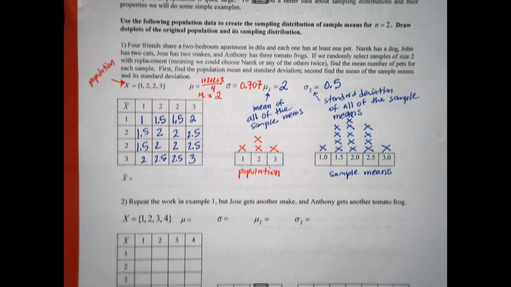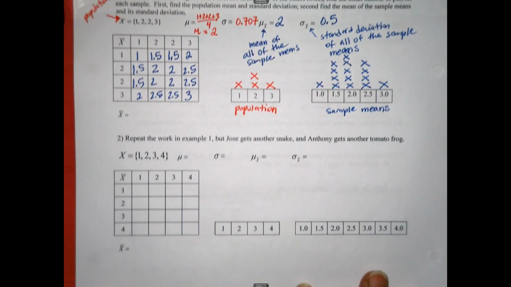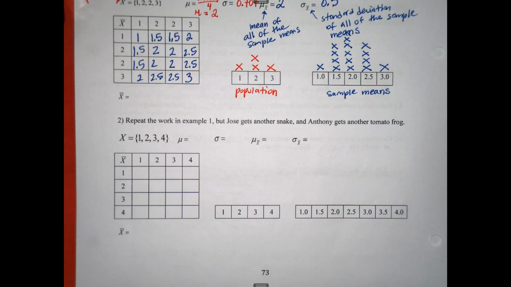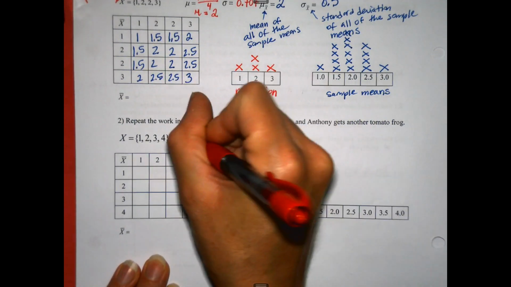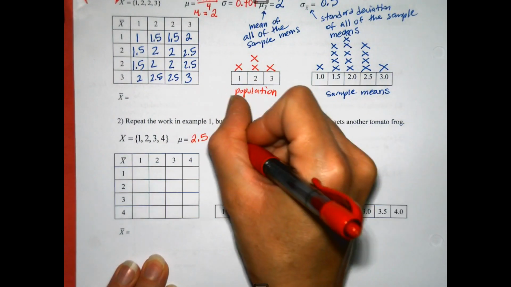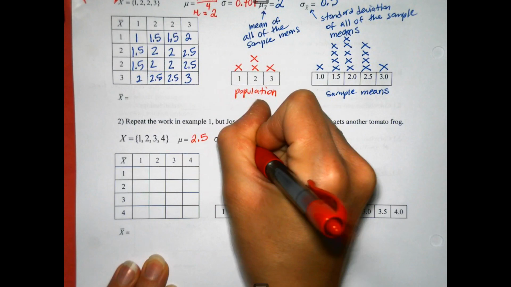If we repeat the work in example 1, but Jose gets another snake and Anthony gets another tomato frog, our population changes to 1, 2, 3, and 4. And the mean of that, 10 divided by 4, is 2.5. The standard deviation is 1.12.